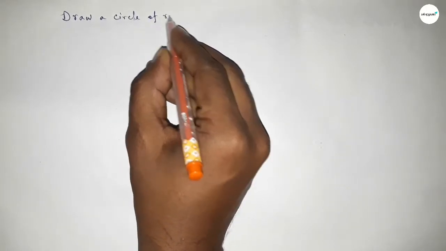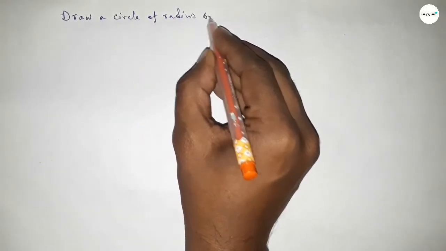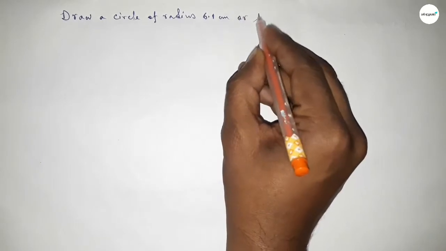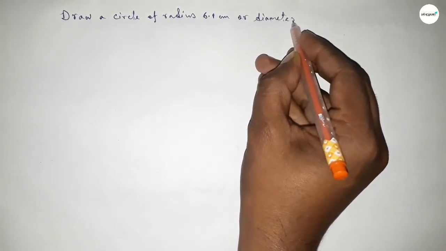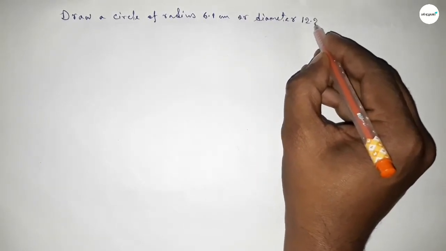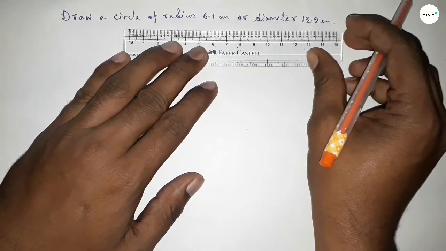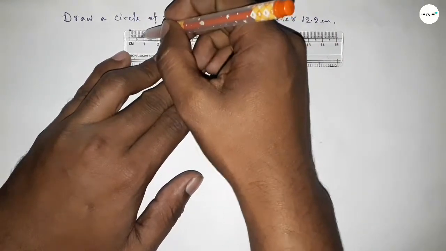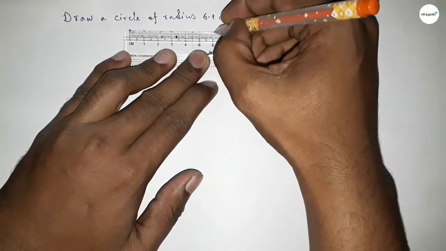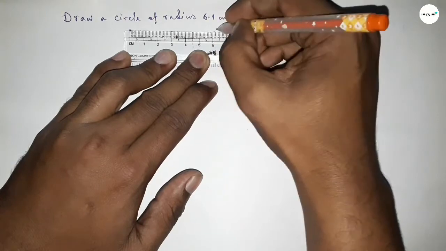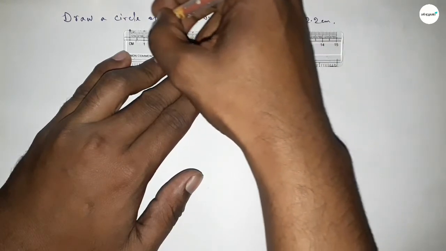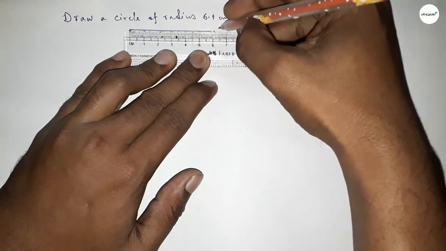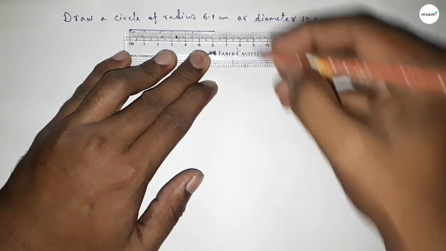Today in this video we have to draw a circle of radius 6.1 centimeter or diameter 12.2 centimeter. So let's start the video. First of all, we have to draw here the radius 6.1 centimeter. So this is 0, 1, 2, 3, 4, 5, 6 and the 6.1. And we know that radius of a circle is equal to half of diameter of the circle.